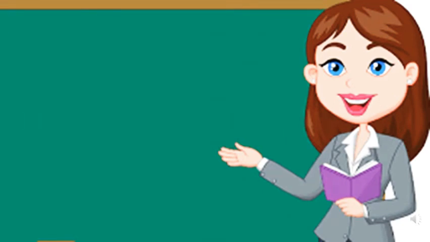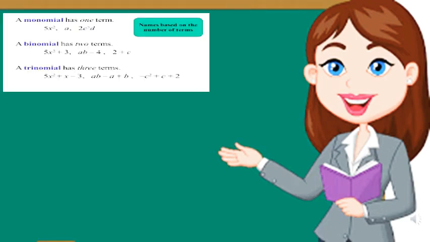Do you remember the classification? Do you at least remember the terms monomials, binomials and trinomials? You will learn that now again. A monomial is an algebraic expression or a polynomial which has only one term. For example, 5x squared a, 2c power 5 d. All these are monomials because they have only one term. You can see that in the examples here. So the name monomial is based on the number of terms. That is, since it is having only one term, it is called as a monomial. All of you know mono means it is 1.